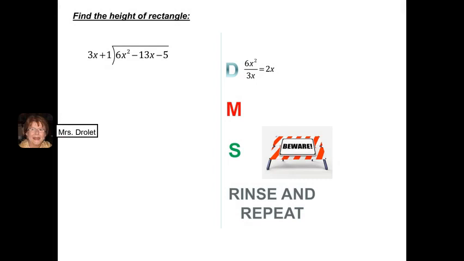Divide. Take the first expression of the dividend, divide by the first expression in the divisor. 6x squared divided by 3x. 6 divided by 3 is 2. X squared divided by x: keep the base, subtract the exponents. 2x. That is part of your result. Where do you place that? You place it on top of your division sign. What do you think you're going to do next?